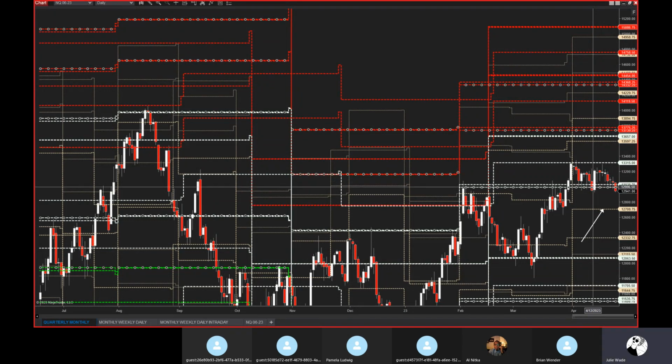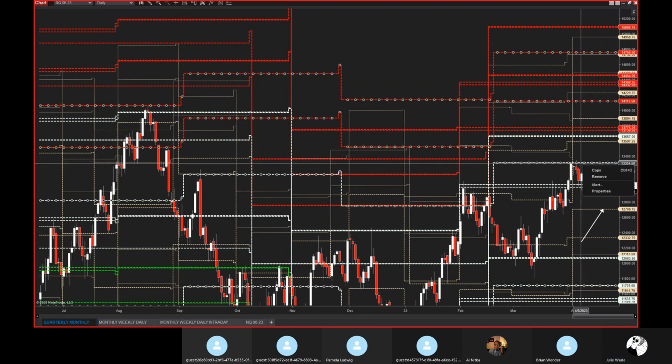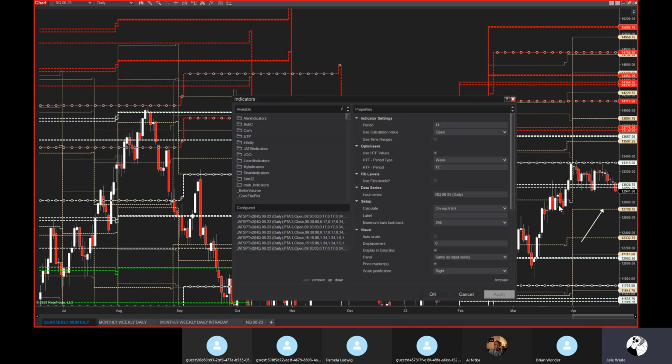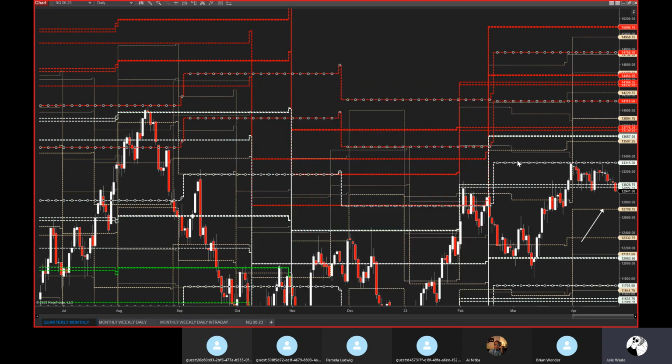That was a long-term support, what was resistance, and now it's support. Now it's broken support. So the 12-week one is what held it, 13,315. Now these levels change.